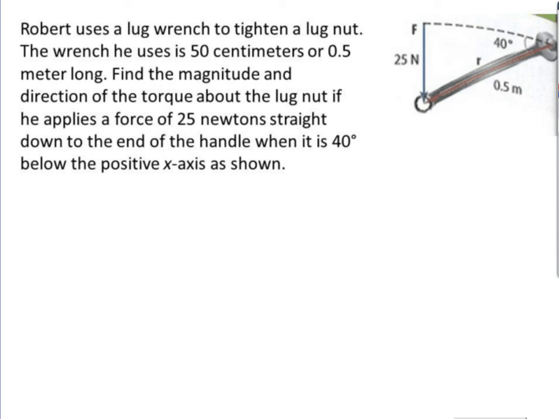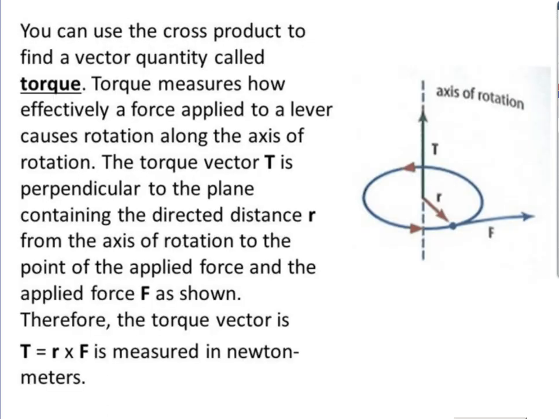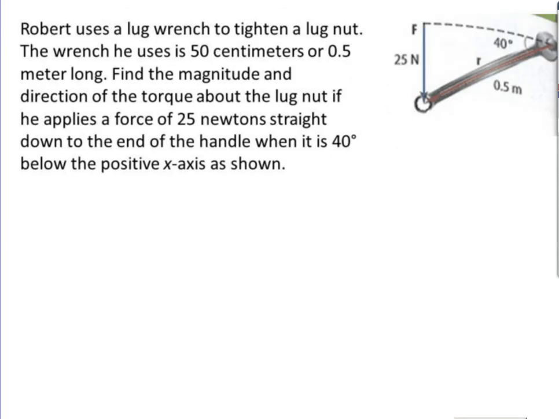So Robert uses a lug wrench to tighten a lug nut. The wrench he uses is 50 centimeters or 0.5 meters long. We need to find the magnitude and direction of torque about the lug nut if he applies a force of 25 newtons straight down to the end of the handle when it is 60 degrees below the positive x-axis as shown. Now remember, we said torque is measured in Newton meters, so we do need to make sure our measurement is in meters. So we are going to select that 0.5 meters long.